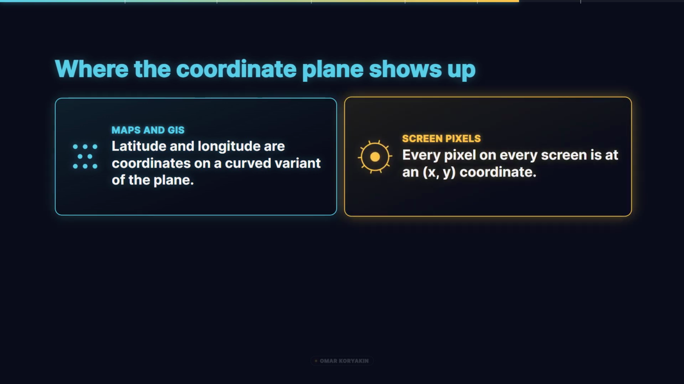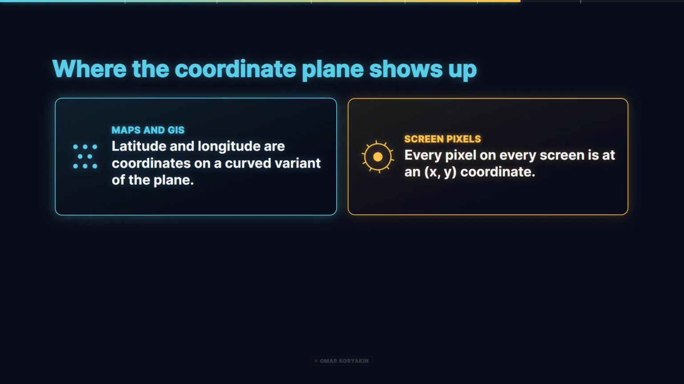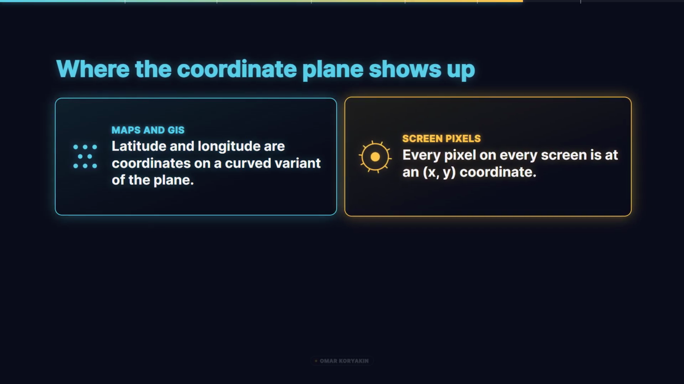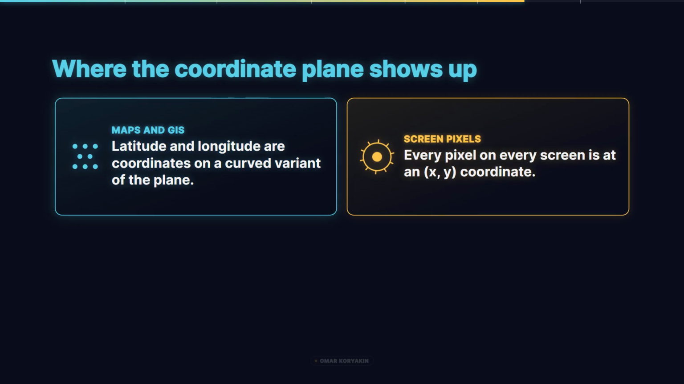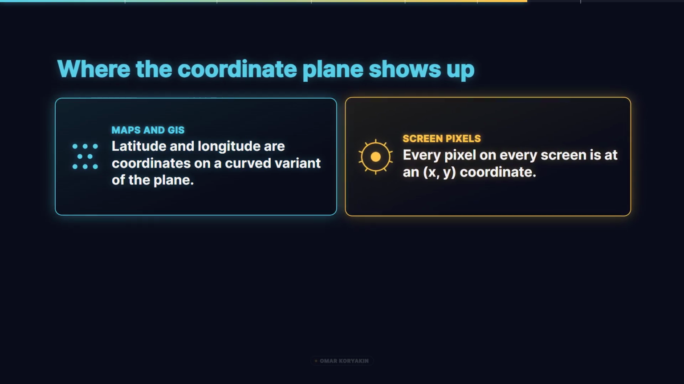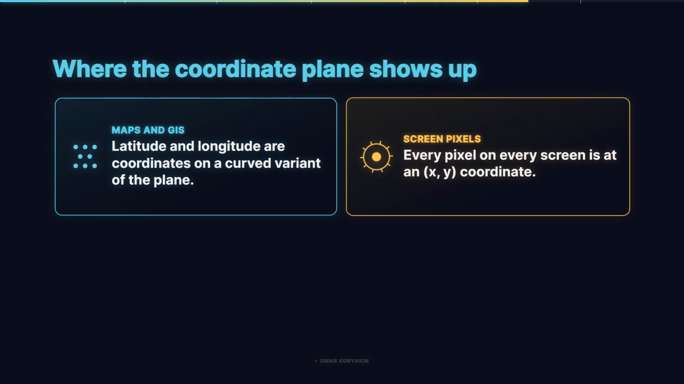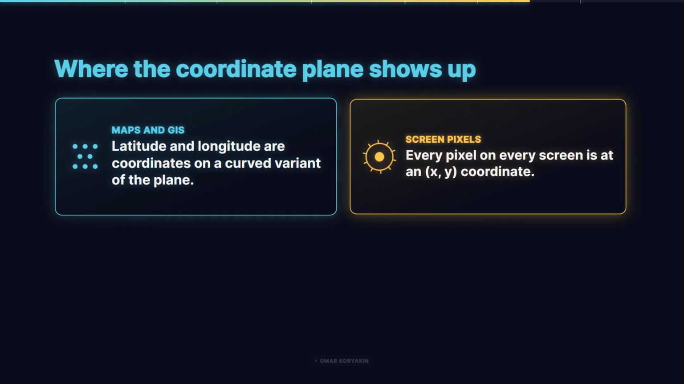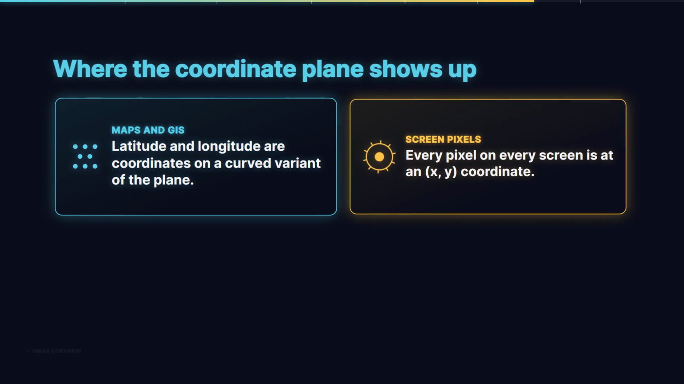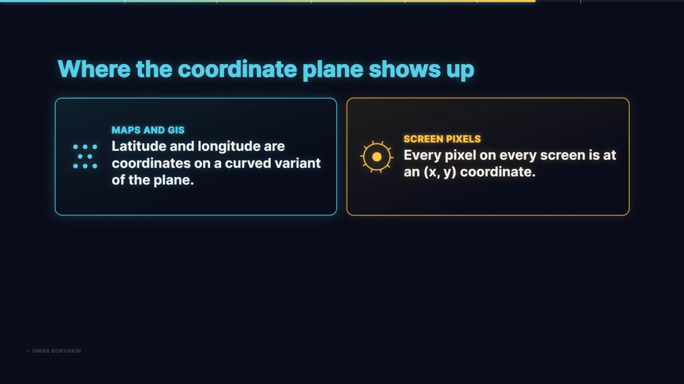On every screen of every digital device, every pixel has an x-y coordinate within the screen's pixel grid, with the origin typically at the upper left corner. Game engines, web browsers, image editors, and video players all manipulate pixel coordinates constantly to draw graphics. The coordinate plane operations you learn today are exactly the operations these systems perform millions of times per second.